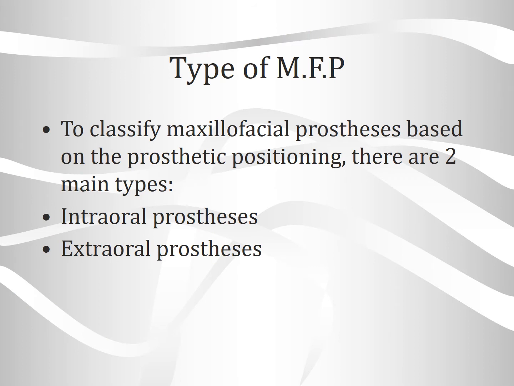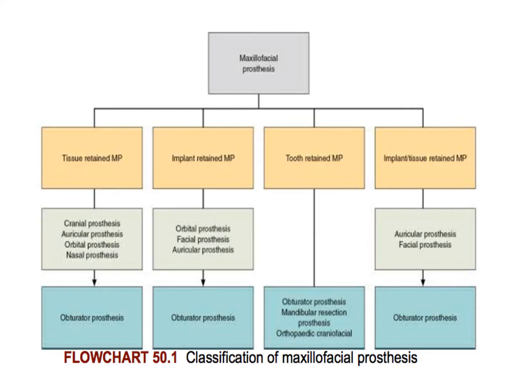So, types of MFPs can be classified into two main types based on the positions. So, intraoral and extraoral prostheses. As you can see in the chart, it can be divided into four, that is tissue retained, implant retained, tooth retained, or implant or tissue retained.